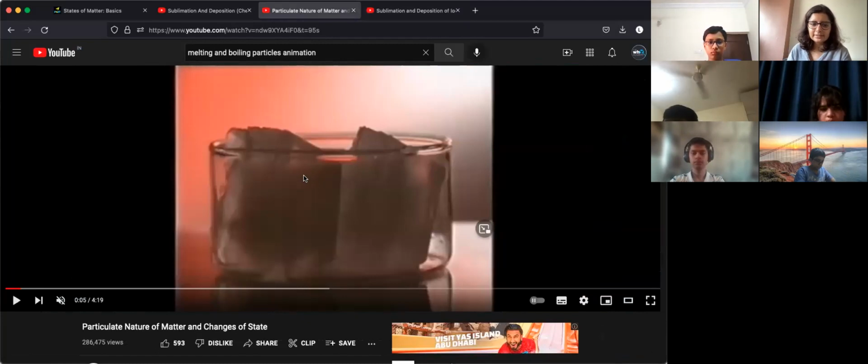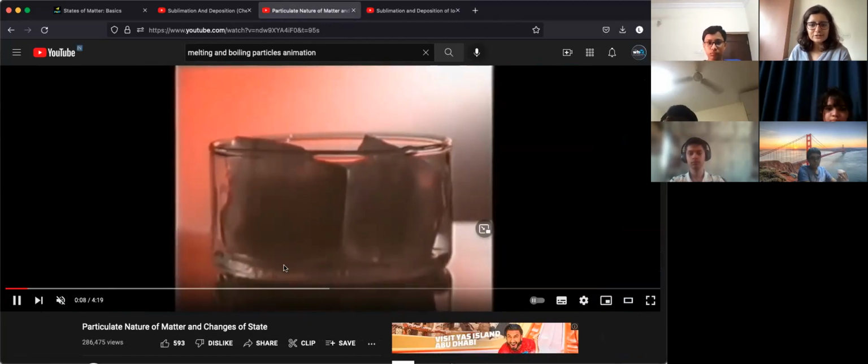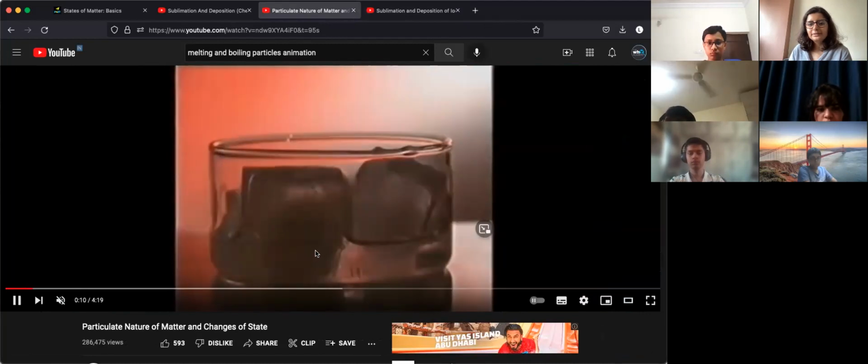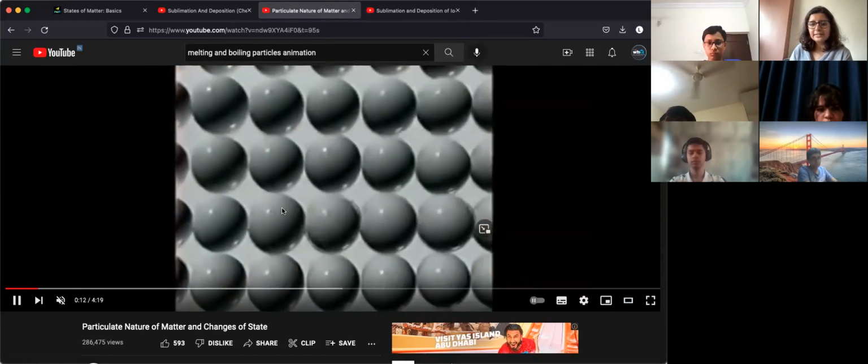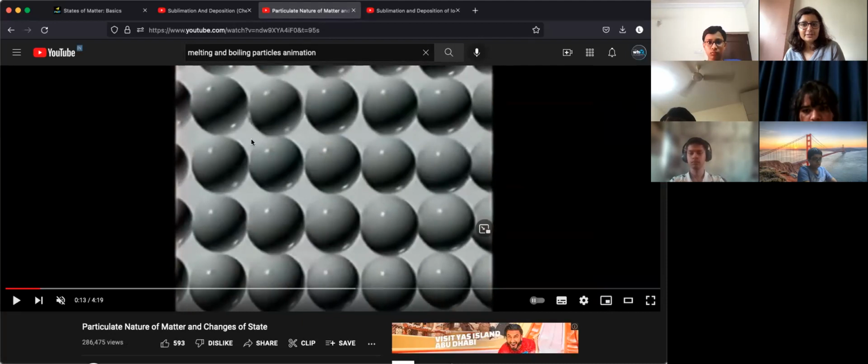So here's a thing that will help you visualize what is happening. This is a bowl of solid ice. Ice is melting into water. In the particle view, one important thing I want you to observe is that even though in a solid the particles are tightly packed and don't have place to move around, they still have some movement within their places.